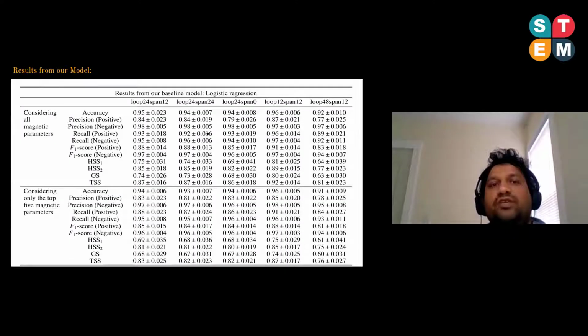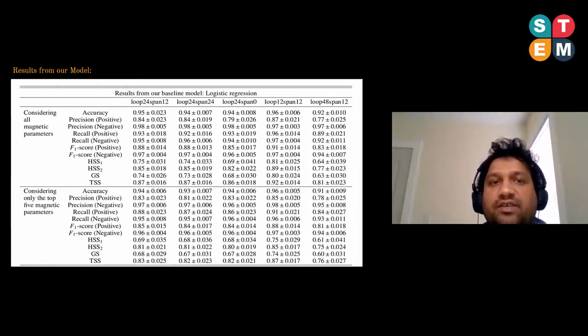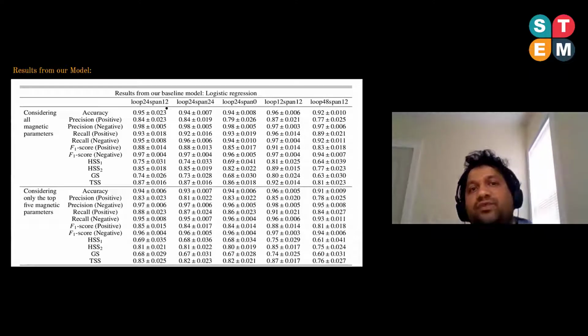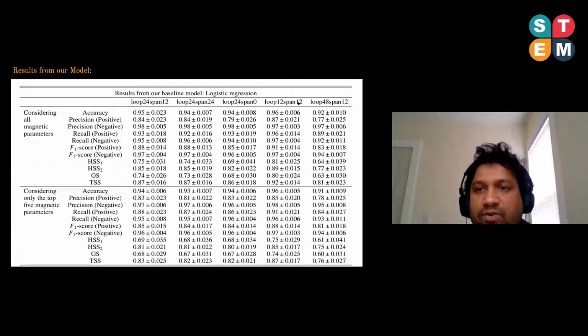So now what we did, we created different datasets. Like loop 24 span 12 means we go back 24 hours and then we use 12-hour time evolution. In the second case, loop 24 span 24, again span is the time duration for the calculation of our time evolution, and again it is 24 hours back. And we also created a few datasets where we used only 12-hour time evolution, but we want to predict only 12 hours before and also 48 hours before.